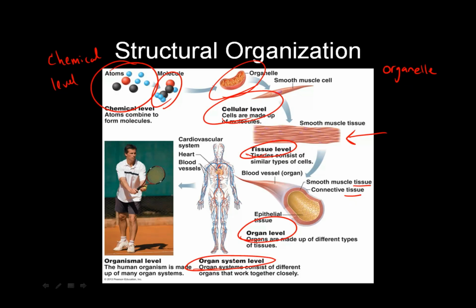And finally, when you get many, many organ systems put together, you finally get up to the organism, where we finally have a person in this case, or you finally have a frog, or you finally have a snake, or you finally have a plant. The organism level is based on all these previous organization levels.